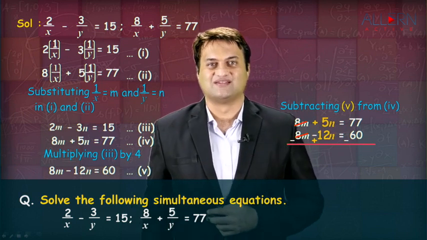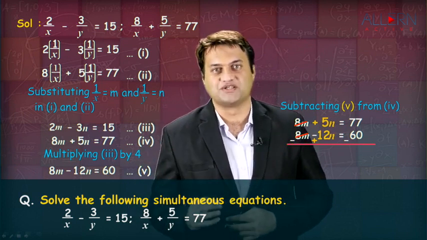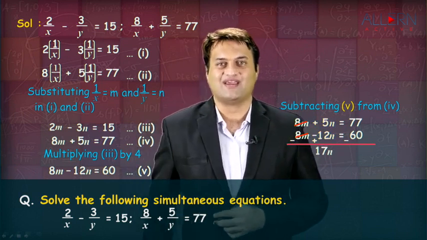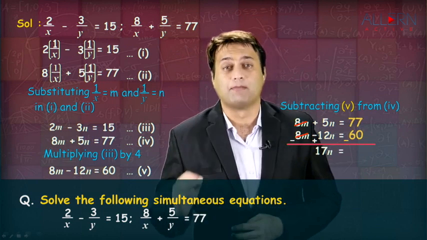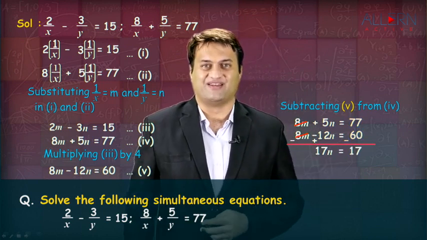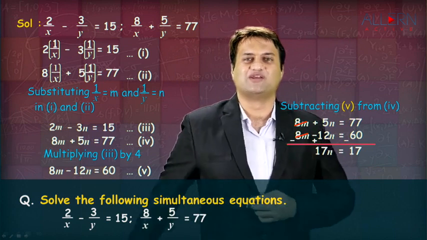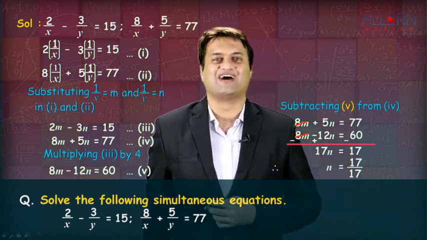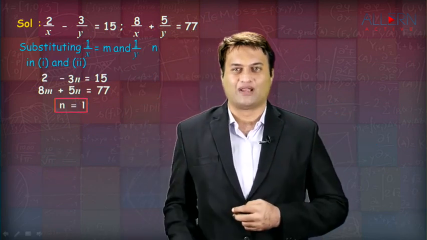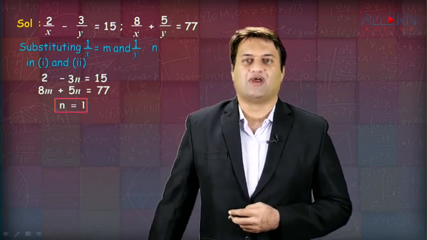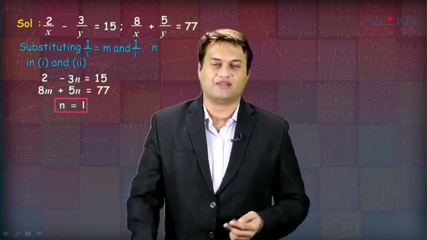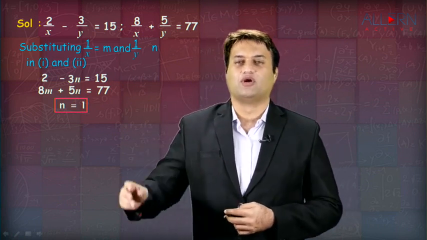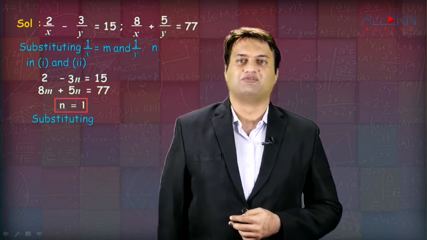8m will get cancelled, plus 5 plus 12 will be plus 17, and 77 minus 60 will be 17. 17n is equal to 17, so n is definitely equal to 17 upon 17, so n is equal to 1. Once we get the value of n as 1, let us substitute n is equal to 1 in either of the two equations and we get the value of m.